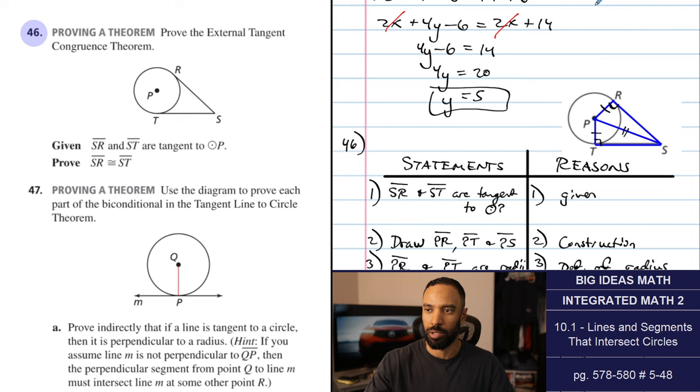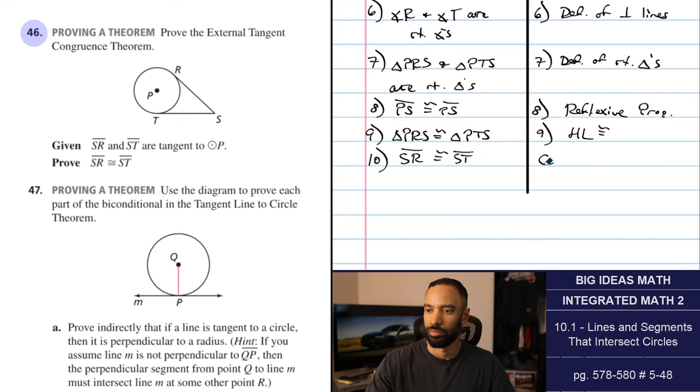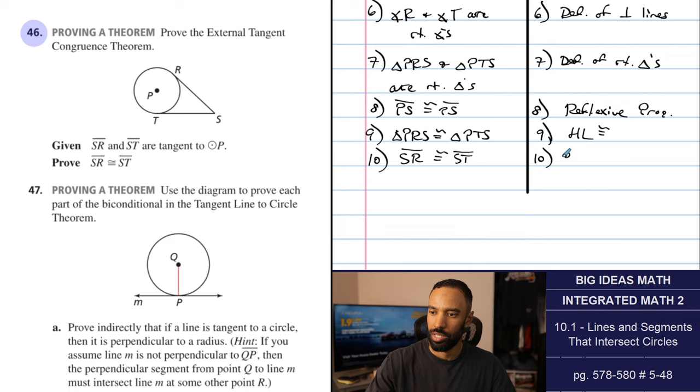That's RS and TS. How do they say them? SR and ST. SR is congruent to ST by CPCTC. CPCTC. Okay. All right. There is that proof.